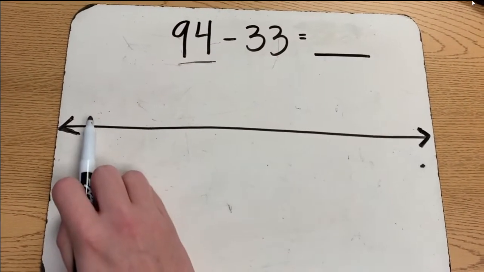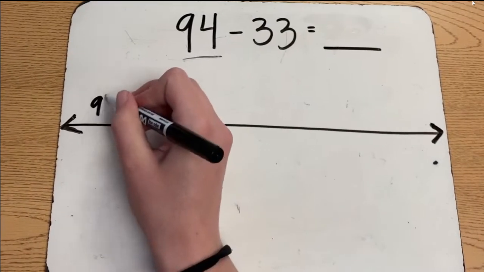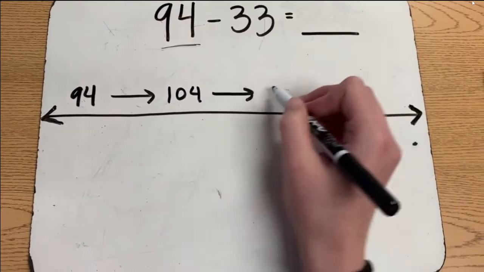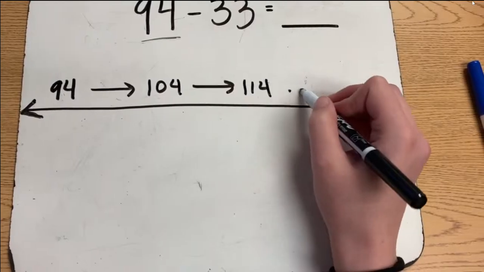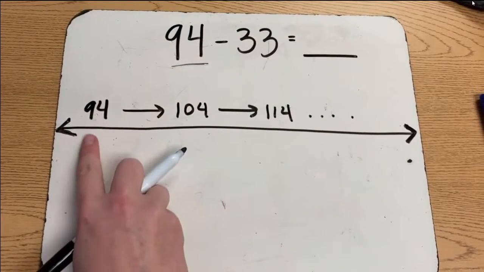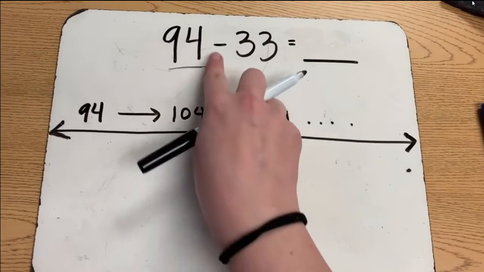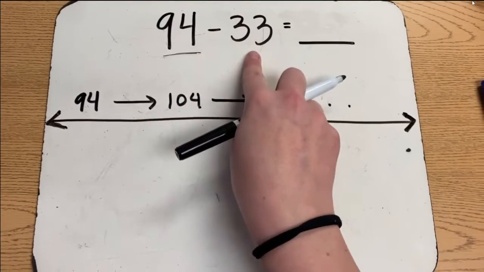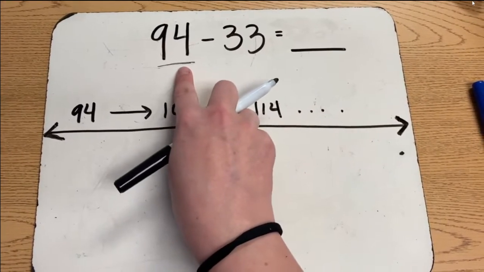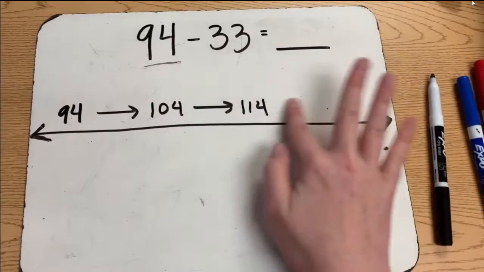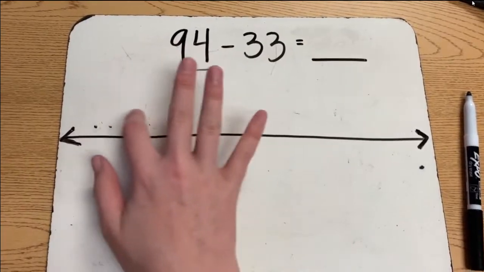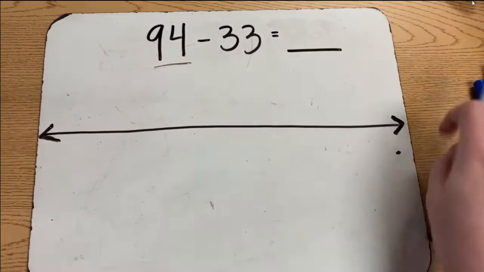So if we put 94 over here, then that would be like 94 is getting bigger, like 94 to 104 to 114 and so on. Okay, so we only put 94 over here at the beginning of our number line if it's getting bigger. Well, we're not adding anything to 94. We are taking something away from 94. We're taking 33 away from 94, so we do not put 94 over here on the number line. All right? It's important that we remember this. Think about what you're doing with the numbers we're given before you place it on the number line.